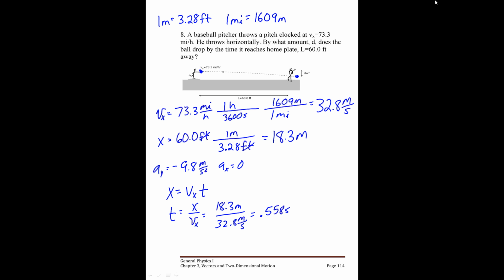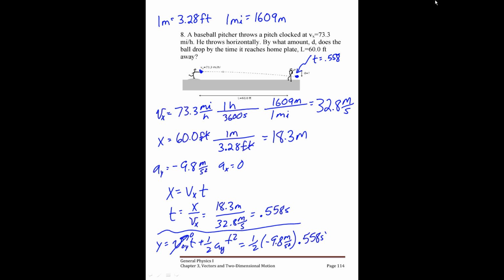So I want to know what is the y position at this point, which is t equals 0.558. All right, so I just say y equals v naught y t plus 1/2 ay t squared. But as we already said, v naught y is 0, so it's pretty simple. Just 1/2 times minus 9.8 times 0.558 squared. I get 1.53 meters. All right, 1.53 meters. That's the answer.